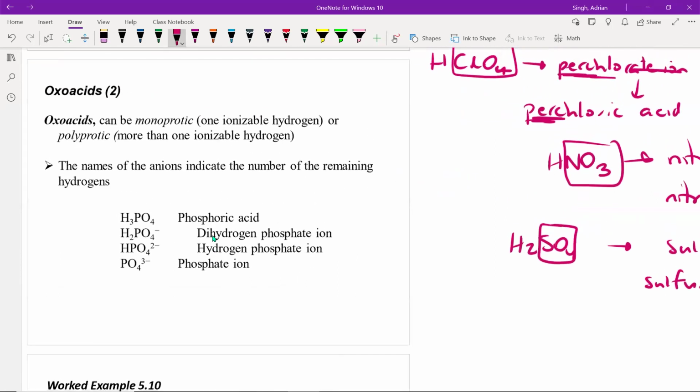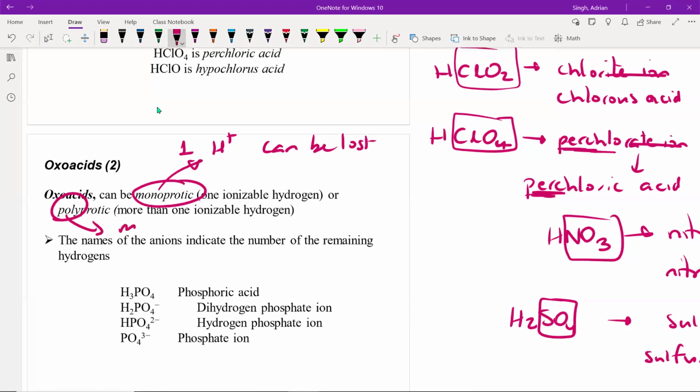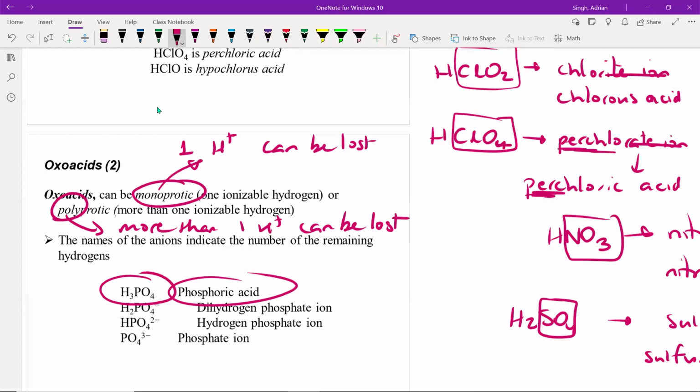So your oxo acids, we've seen how to name them. They can be monoprotic, meaning that mono means one, so one H plus, one ionizable hydrogen, can be lost. Or they can be polyprotic, meaning there's more than one hydrogen ion that can be lost. So phosphoric acid, for example, H3PO4, actually has 3 of these, so 3 H pluses that can be lost. And you can tell that from the formula of the acid itself.